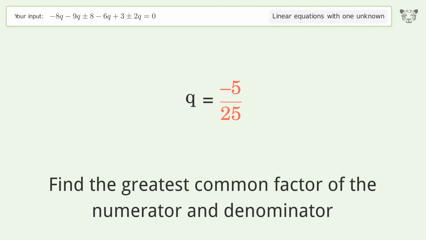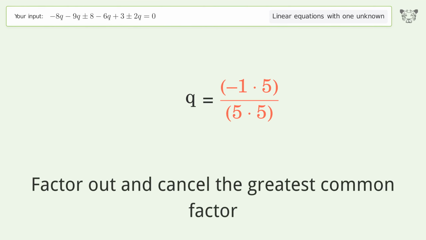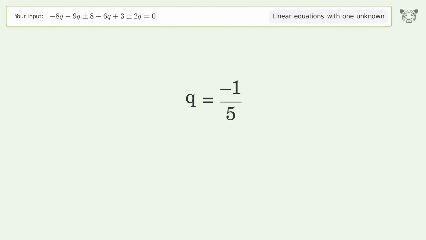Find the greatest common factor of the numerator and denominator. Factor out and cancel the greatest common factor. And so the final result is q equals -1/5.